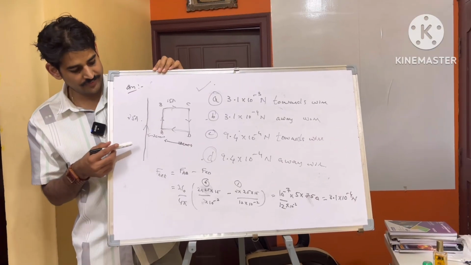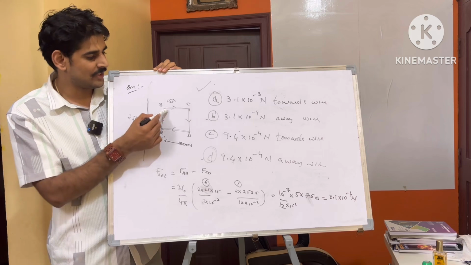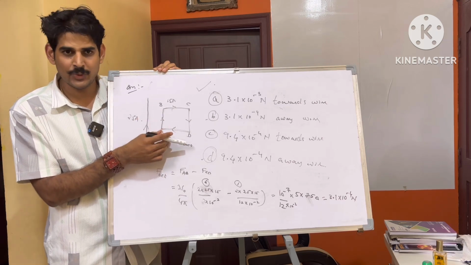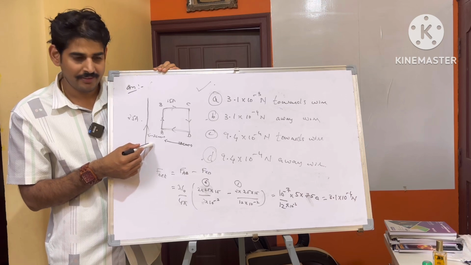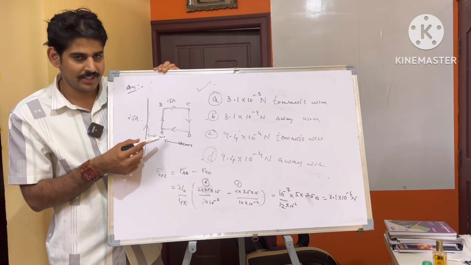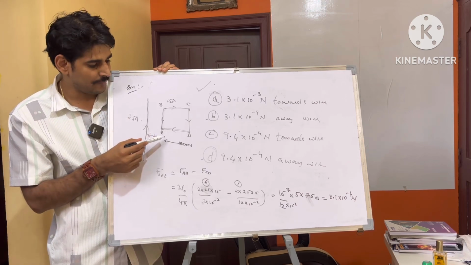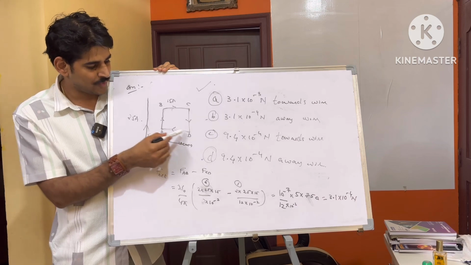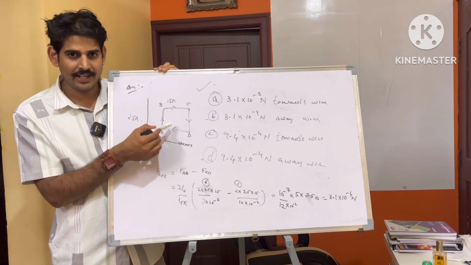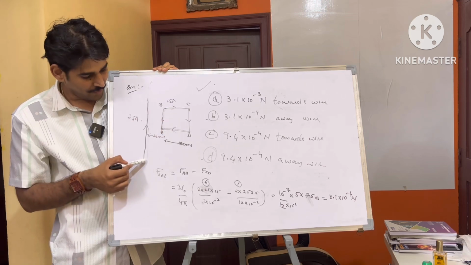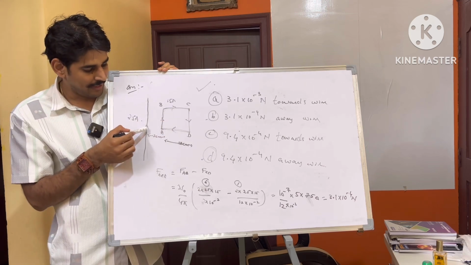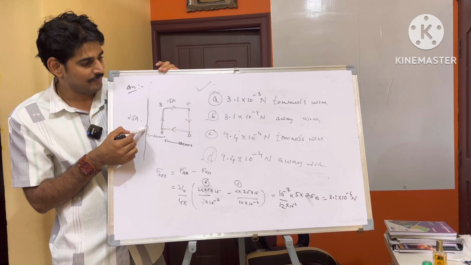In this question, we are asked to calculate the net force acting on a square loop placed 2 centimeters near a wire, and the directions of current in the square loop are mentioned in the figure. The edge length of the square is 10 centimeter and the current flowing in the square loop is 15 ampere. The current flowing in the parallel wire is 25 ampere.